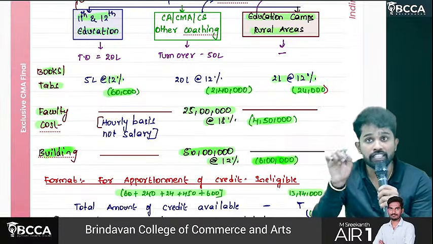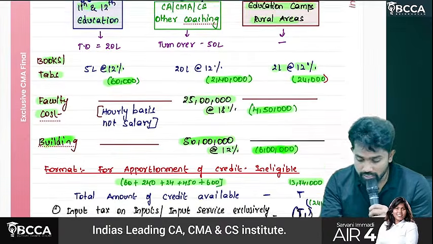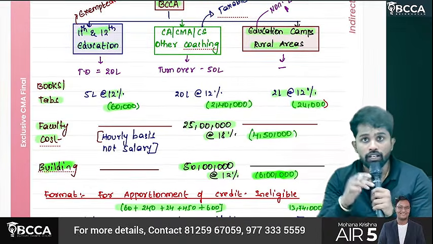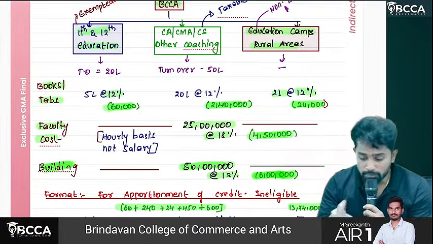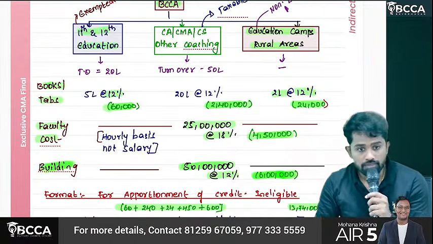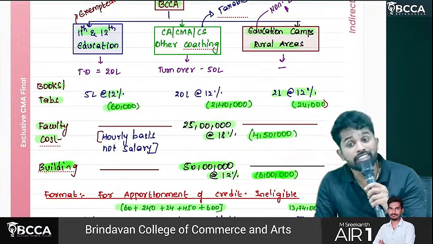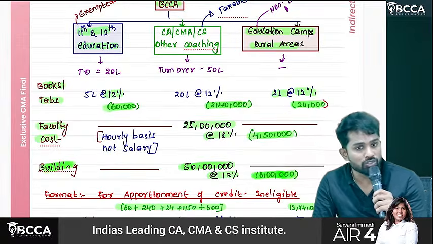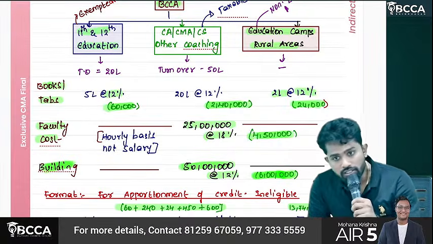We call it T1. First, total ITC is how much? 13,74,000. From there, we'll subtract ITC which is exclusively related to non-business, 24,000. We call it T1. Then we're going to subtract T2, which is exclusively related to exempted supplies. How much is exclusively related to exempted here? 60,000. That also we're going to subtract.